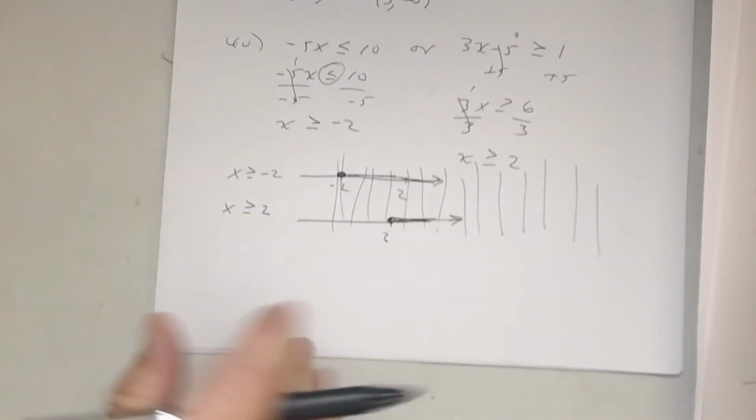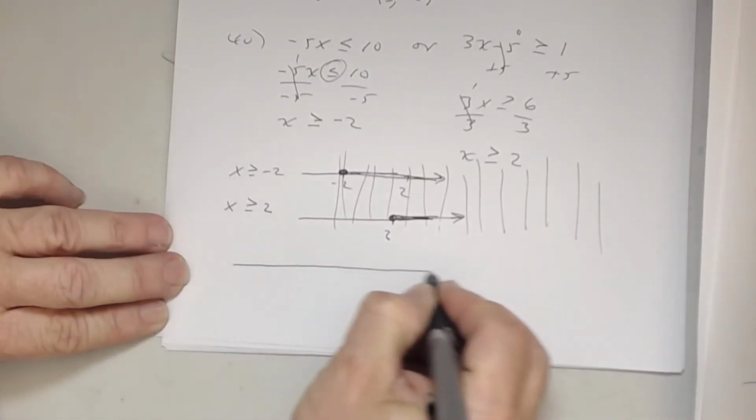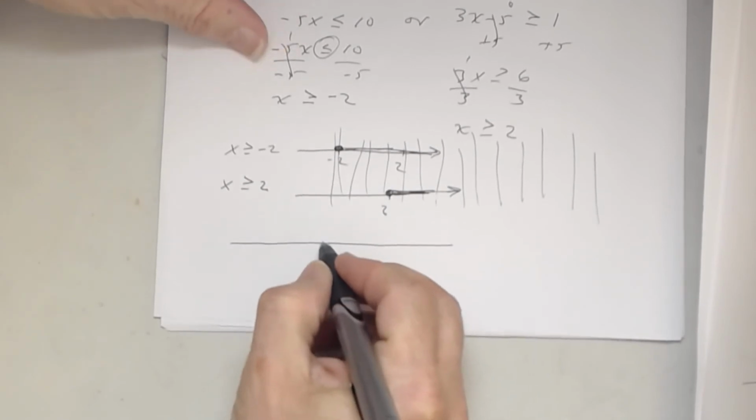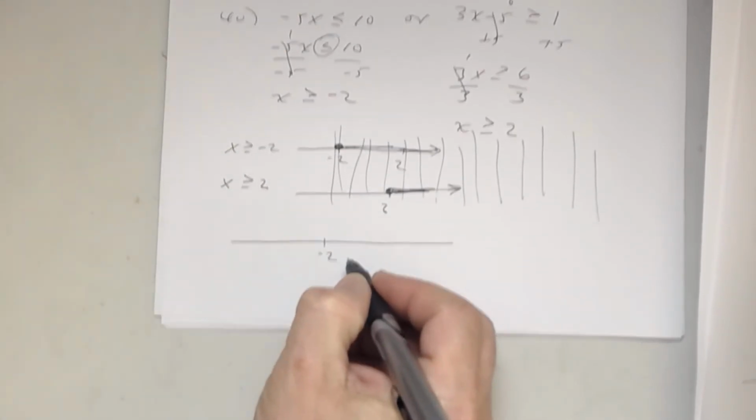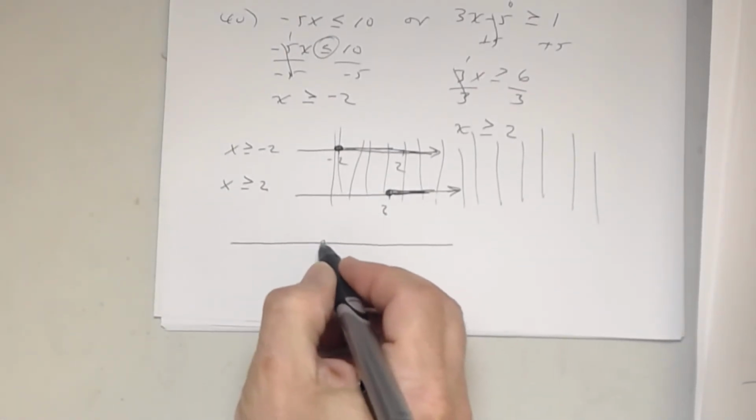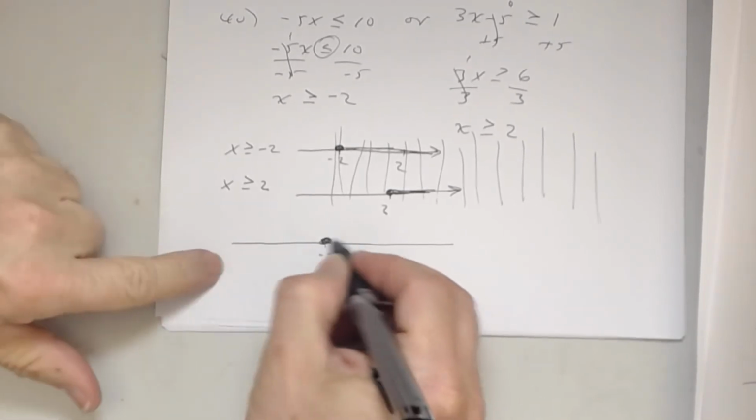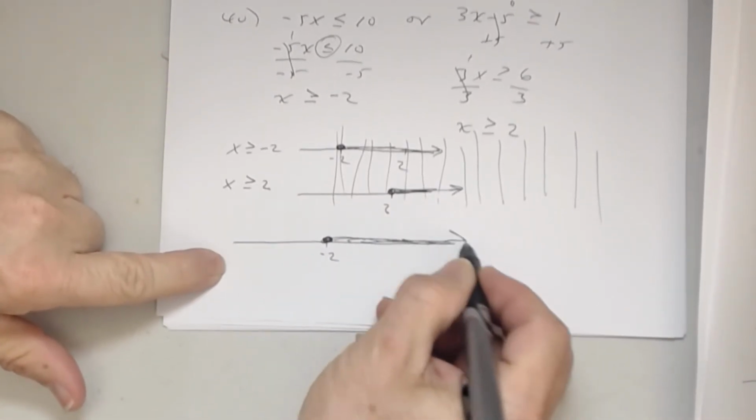And so your final graph, then, on the number line, you're going to say negative 2, open circle, closed circle. And you're going to shade in everything that's where? To the right, with an arrow.